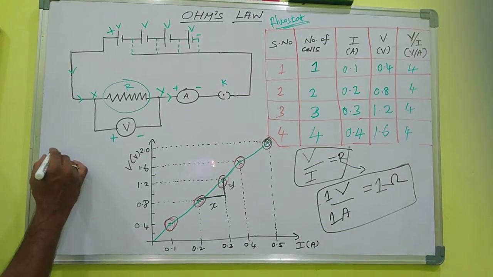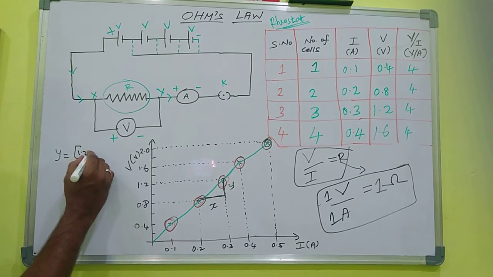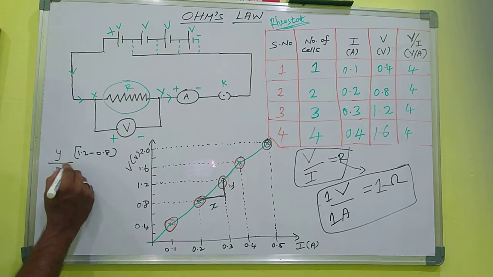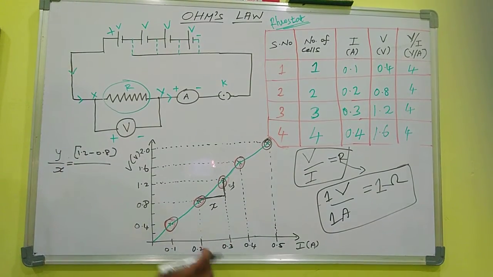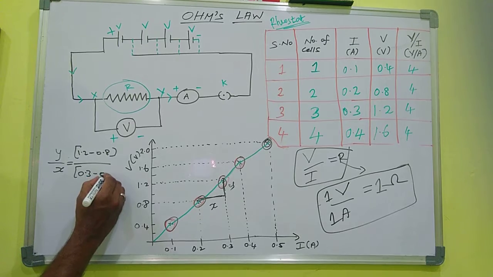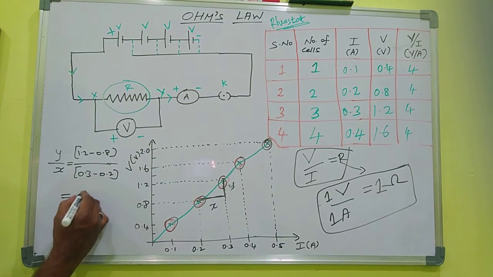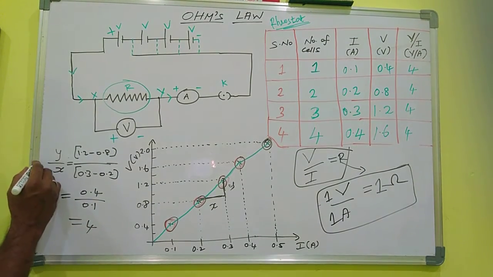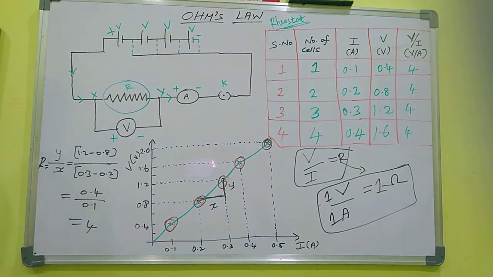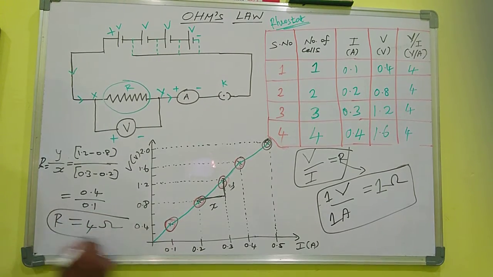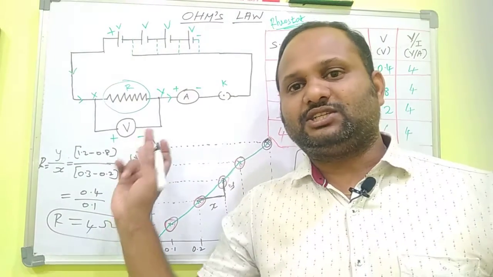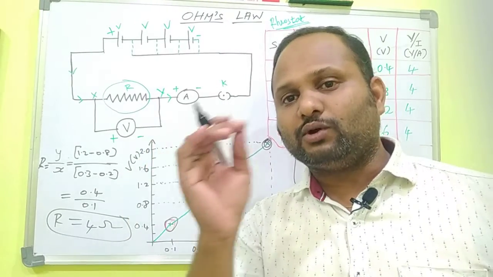On the y-axis, 1.2 minus 0.8. On the x-axis, it will be 0.3 minus 0.1. So 1.2 minus 0.8 is 0.4, divided by 0.1. So that is 4. Which is what? Which is resistance. R is equal to Y by X. Thus resistance is equal to 4 ohm. So the resistance of the given nichrome wire in this case is 4 ohm.